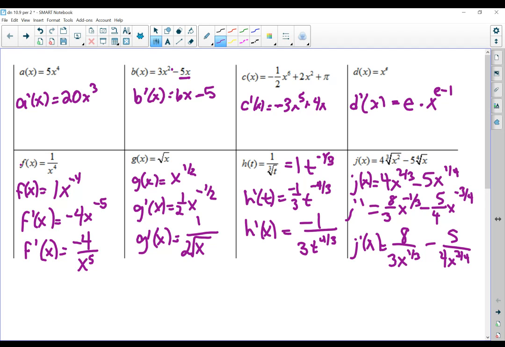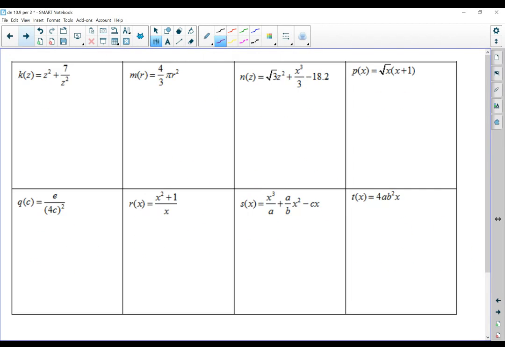So, kind of some trickier ones just to get you used to some negatives and some fractions. Okay, second half. Going through this alphabet quickly again. All right, so if I rewrite this one, now this is k of z, no big deal. So it's z squared plus 7z to the negative 2. Notice that I didn't take any derivatives in this step. I just wanted to rewrite it so that it was all friendly.